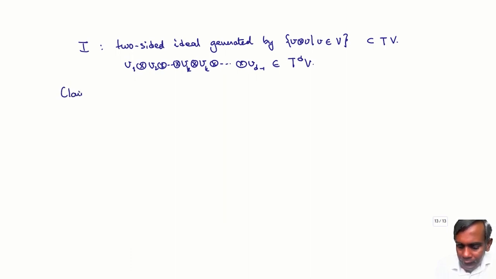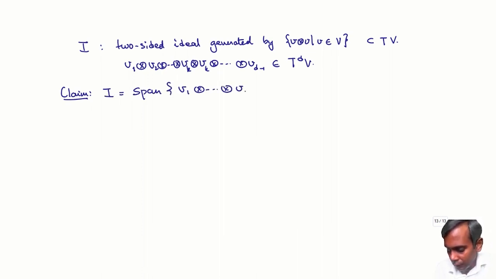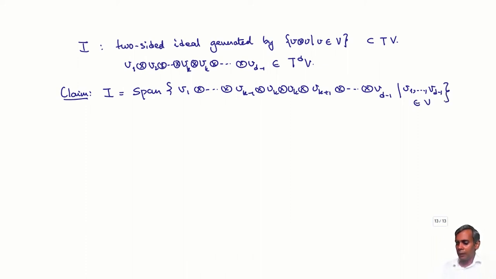I claim that the ideal I is actually the span of v1 tensor ... v_{k-1} tensor v_k tensor v_k ... v_{d-1}, where v1 ... v_{d-1} belong to V, as d runs over all, let's just say d greater than or equal to 1. And this is easy to see, because firstly, clearly I would contain all these vectors, because it contains vk tensor vk, and it's closed under left and right multiplication by elements of TV. And secondly, you just see that this span is actually a two-sided ideal. And so I is the span.